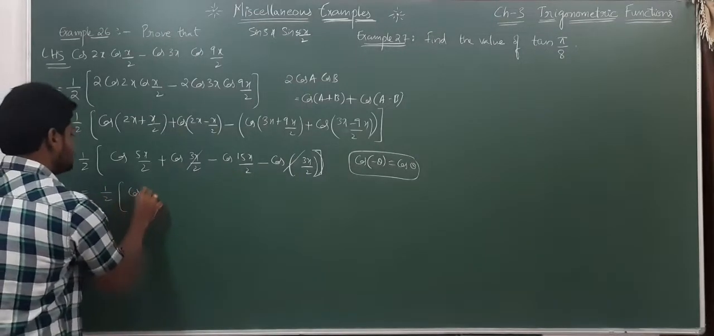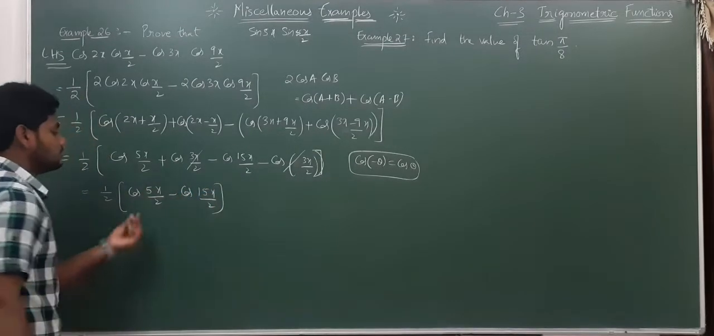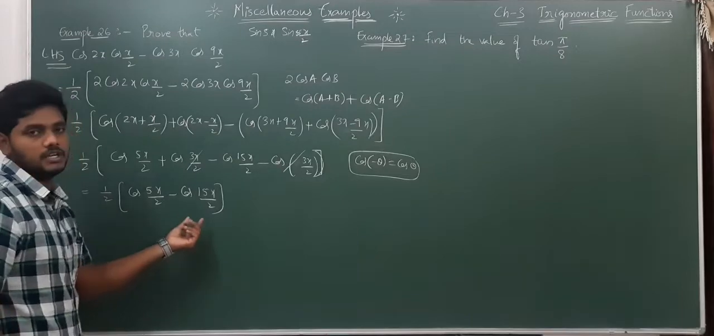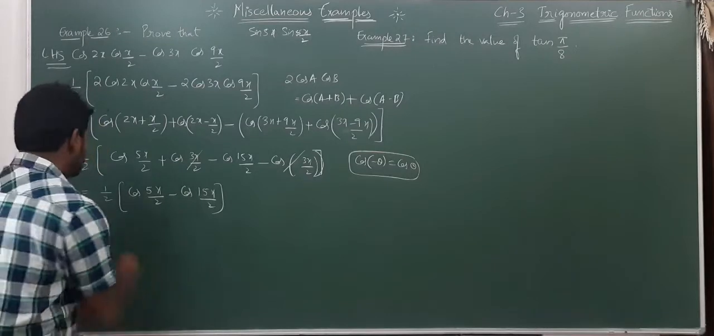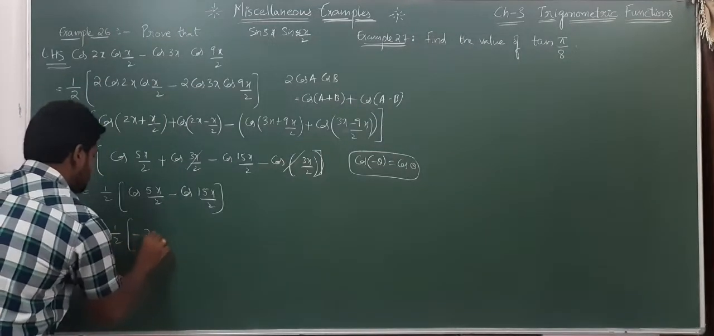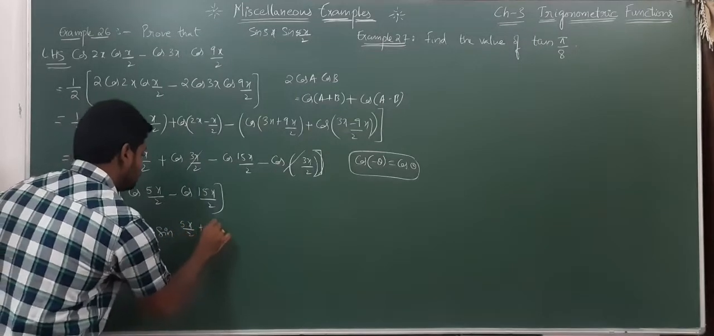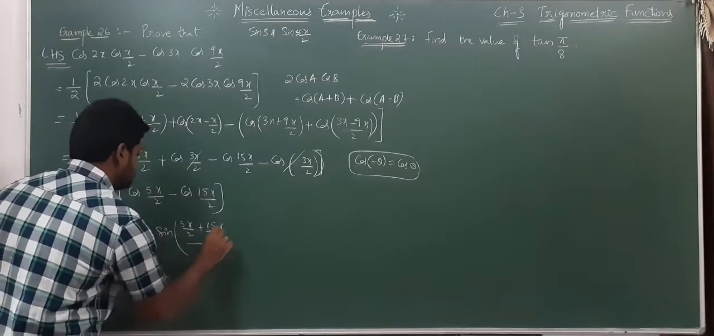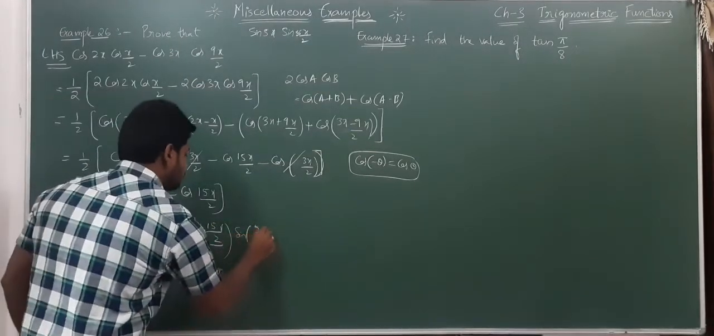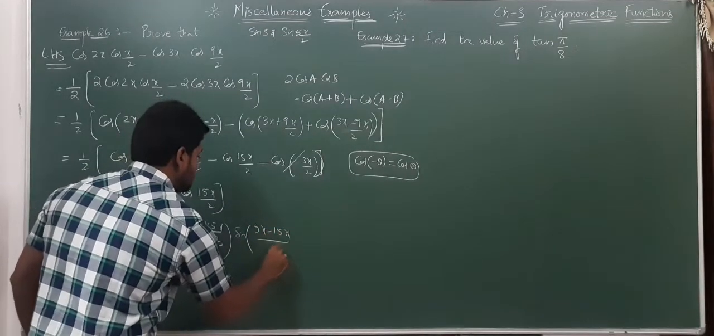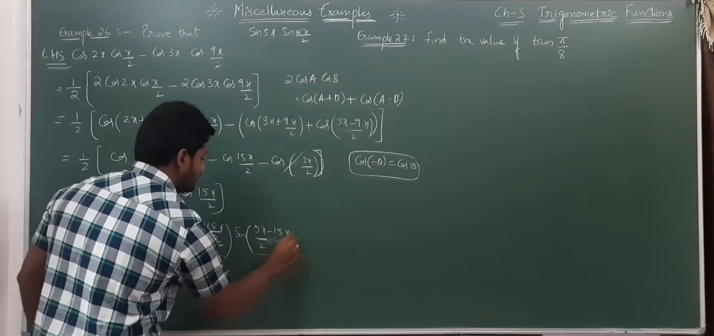So 1 by 2 into cos 5x by 2 minus cos 15x by 2. Now if you observe, these two are in the form of cos a minus cos b or cos c minus cos d formula. What is that? Cos a minus cos b, which is 1 by 2 into minus 2 sin a plus b by 2, nothing but 5x by 2 plus 15x by 2 whole by 2 into sin of a minus b by 2. 5x minus 15x by 2, this by 2, and here again by 2.